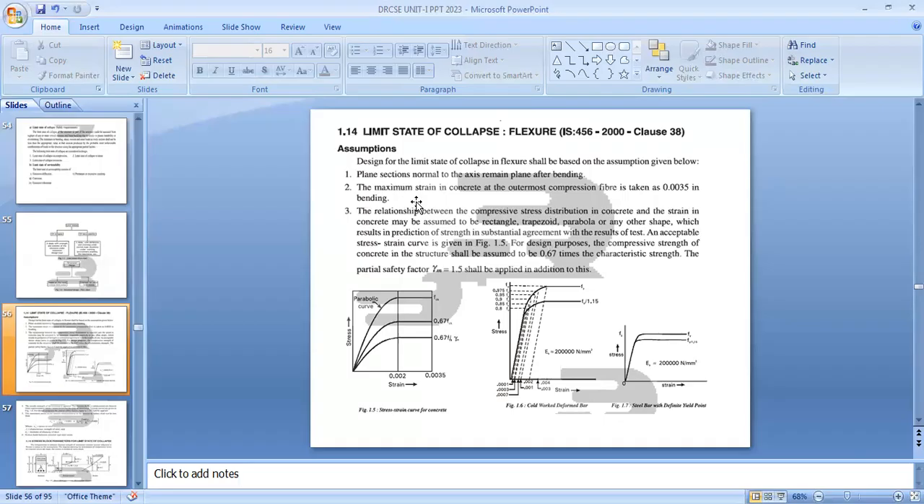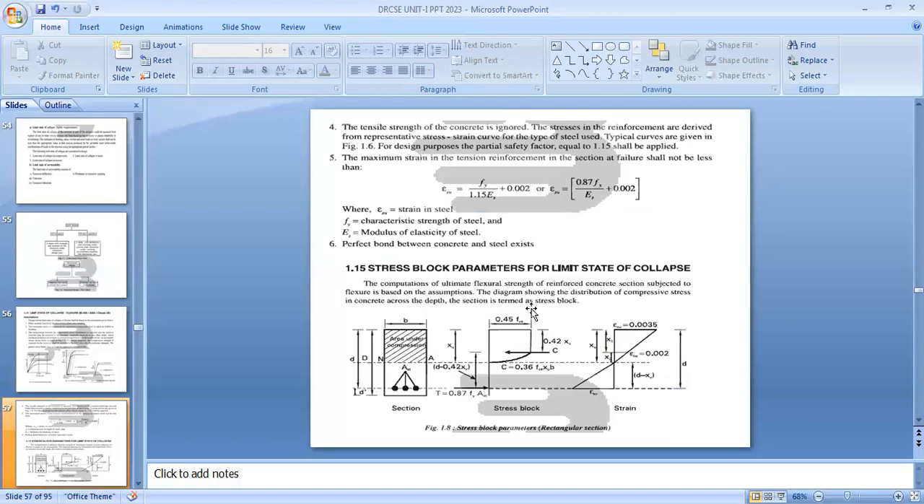So what are the assumptions? We should assume that the section is normal all the time. A plane section normal to the axis remains plane before and after bending. Even after bending, we need to assume that the section remains plane. Then the maximum strain in concrete at the outermost compression fibre is taken as 0.0035. The partial safety factor of 1.5 shall be applied. You do not need to memorize all this, as it is given in the code. You can refer to it for all the exams. Whenever this question is asked, you can note it down from the code book.